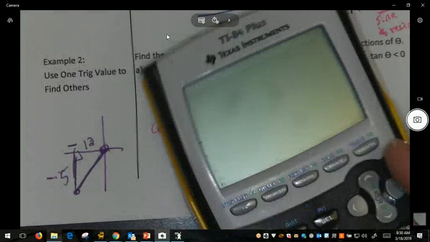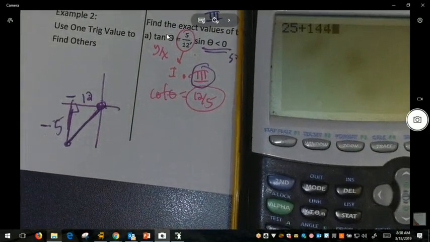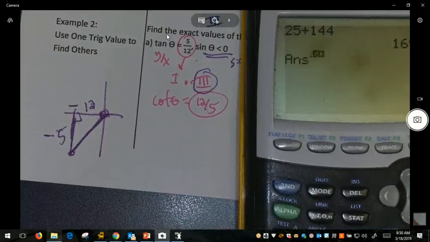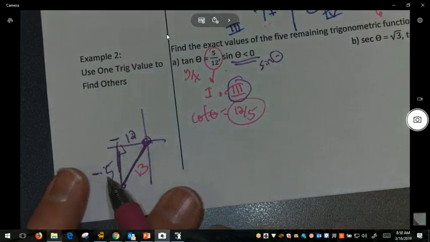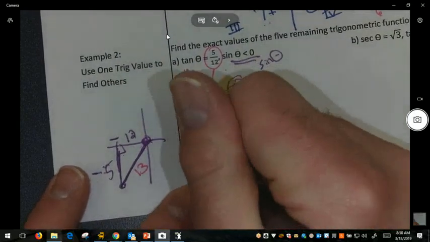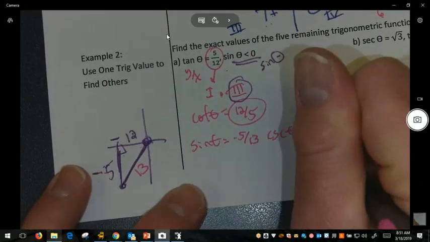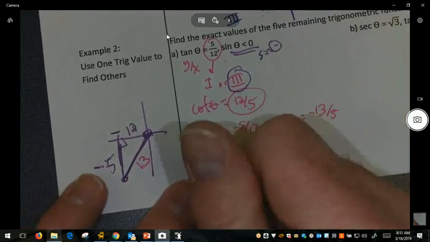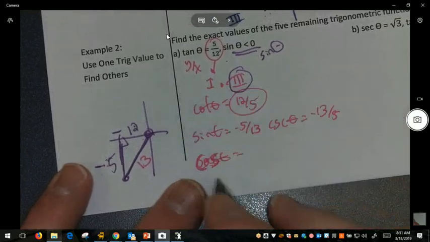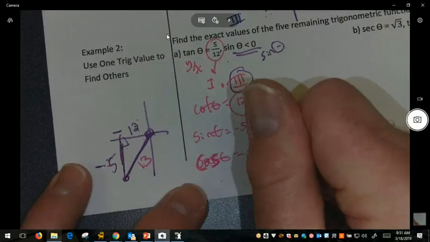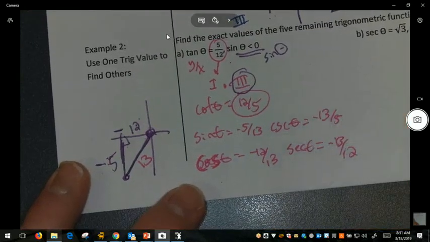I now pull out my handy-dandy calculator and make sure to calculate that radius. -5 squared is 25, -12 squared is 144. That's the square root of 169, which is 13. So since our radius is always positive, this is going to give me a sine value of -5 over 13. Can't be reduced. A cosecant value of -13/5. A secant value, cosine is what I do first. Cosine value of -12/13. And a secant value of -13/12.